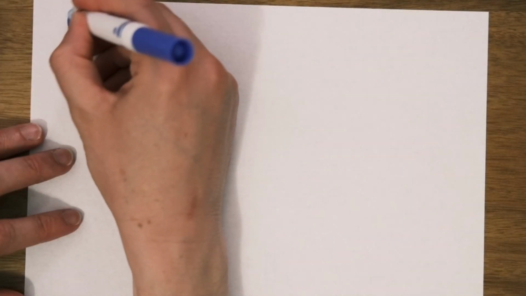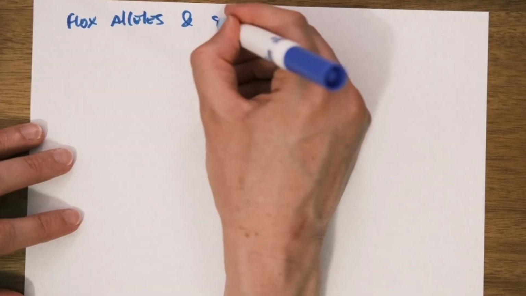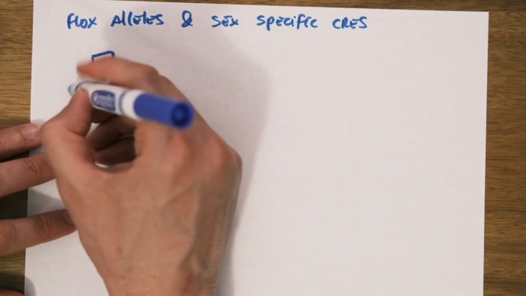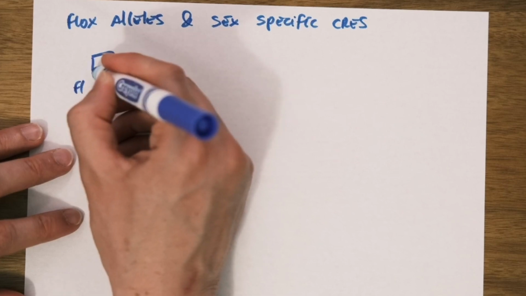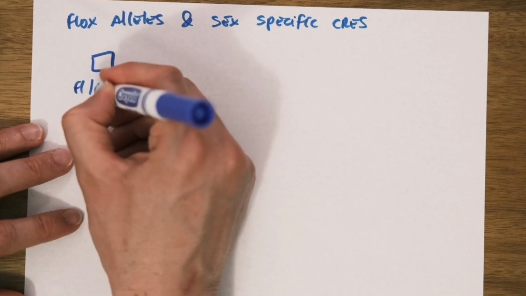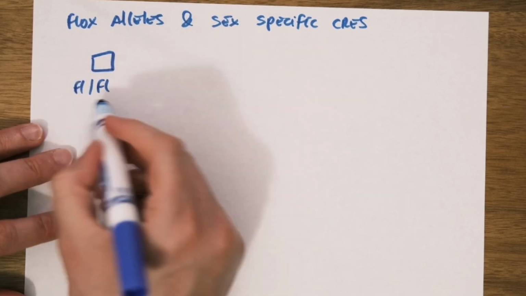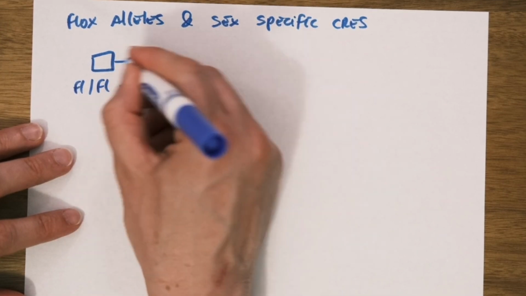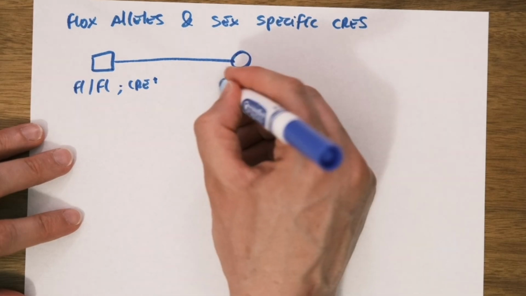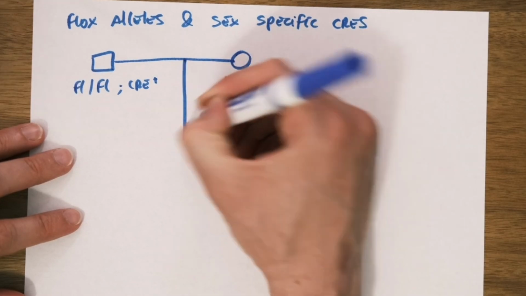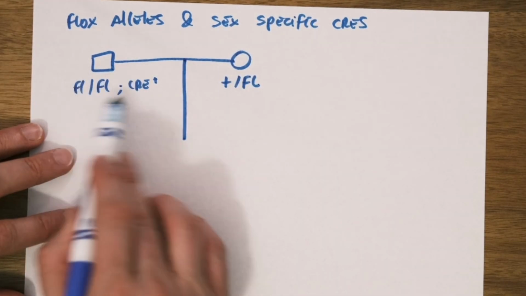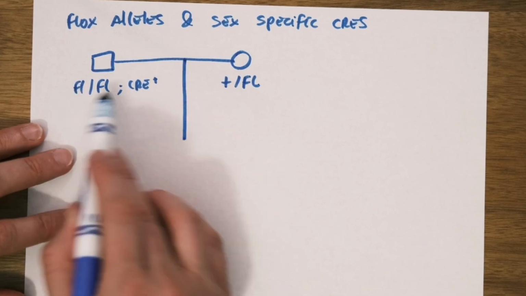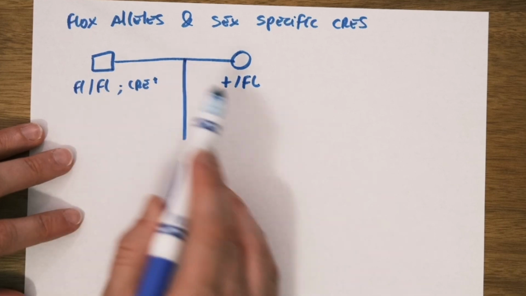So let's talk about Flox alleles and sex-specific Cres. Let's go back to the example where we have a male that can be sterile in the null situation, but that is homozygous for the Flox allele and has a Cre recombinase, and is mated to a female that is wild-type Flox. In this case, if the male is sterile with the null and the Cre is expressed in the male germline, this animal will be sterile, so we will not have this breeding.